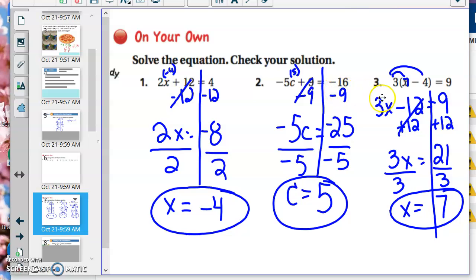Now for 3, you actually had to do step number 1, which is the distributive property. So I had to distribute 3 into both of those numbers. So that meant 3 times x minus 12 equals 9. Then step 2, I undid subtracting 12 by adding 12 to both sides. Then I had to undo this multiplication by dividing by 3 on both sides, and that left me with 7. Well, then when I checked it, 7 minus 4 is 3, and 3 times 3 gives me 9, so I know I got the right answer.